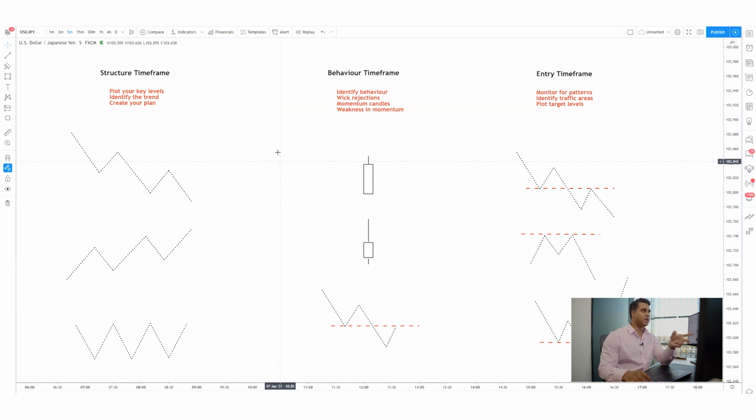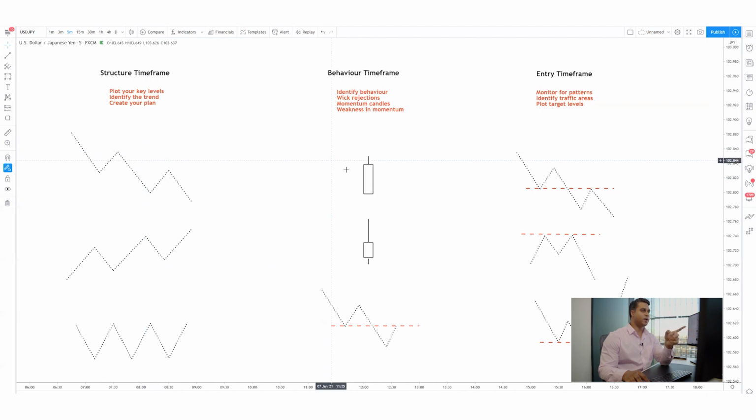How many time frames do you need? Three only. You would have heard me speaking about this a lot. Structural time frame, behavioral time frame, and entry time frame. What is your structural time frame for? Your structural time frame is for identifying the structure of the market. In layman's terms, it's a downtrend, uptrend, or range of market. That's it. When you come to your structural time frame, you identify that the trend is down.